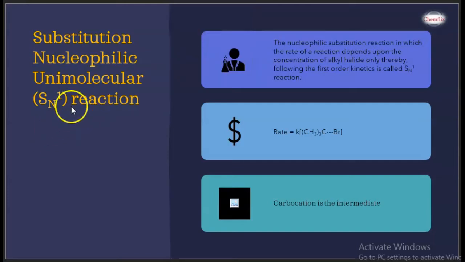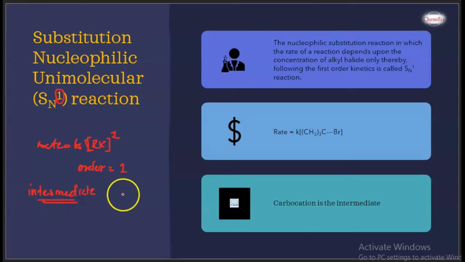I will show you the rate of the reaction. Rate is equal to K into the concentration of alkyl halide only. So the order of the reaction is equal to 1, and that is what this 1 represents. This does not happen in a single step. Here also an intermediate is there, and it does not take place in a single step.